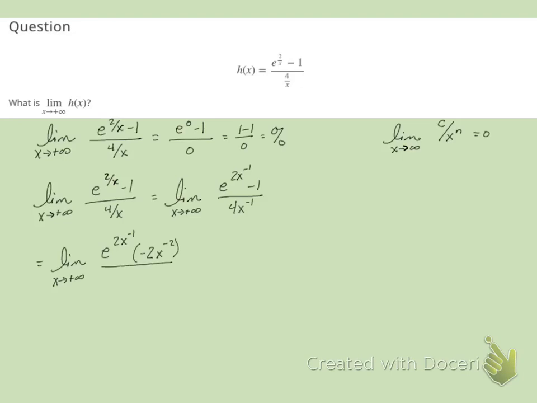In the denominator, it's a power rule. Drop down the negative 1, decrease it by 1. Now I don't want to look at it this way. I want to put it back as a fraction. So I'll have e to the 2 over x. I'm going to bring that negative 2 all the way out in front and write this over x squared. And then in the denominator, I'll have negative 4 over x squared.